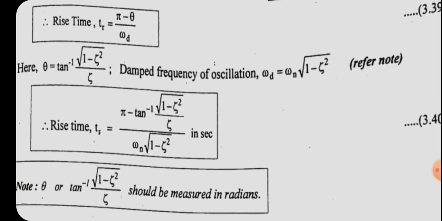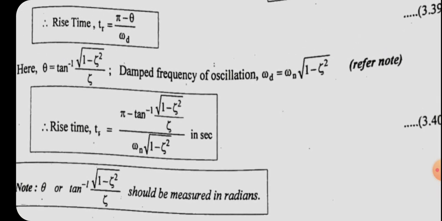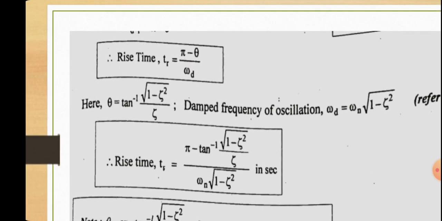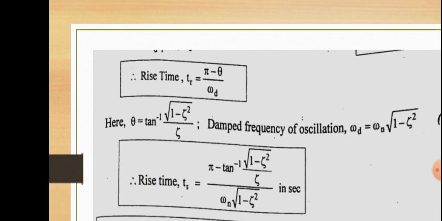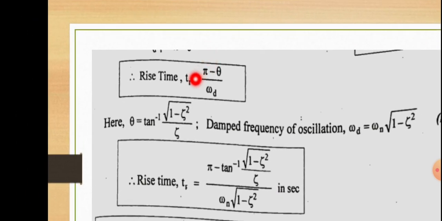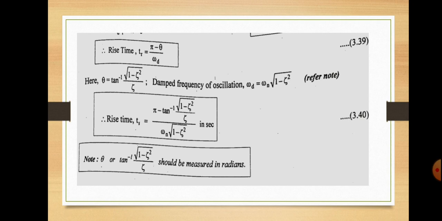So you should remember the equation for rise time. The equation for rise time Tr will be equal to pi minus tan inverse of square root 1 minus epsilon square divided by epsilon, whole divided by omega n into square root 1 minus epsilon square. Also rise time has another equation: Tr will be equal to pi minus theta divided by omega d. These two equations you should remember, and they should be helpful for doing problems.